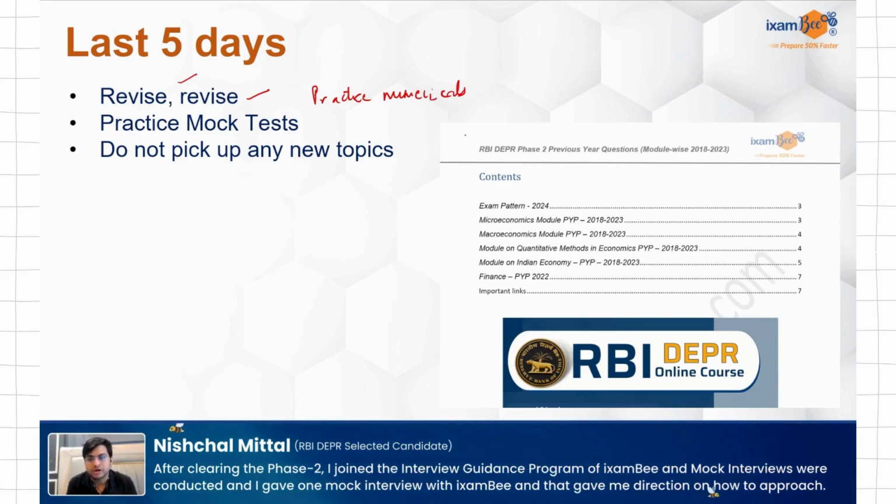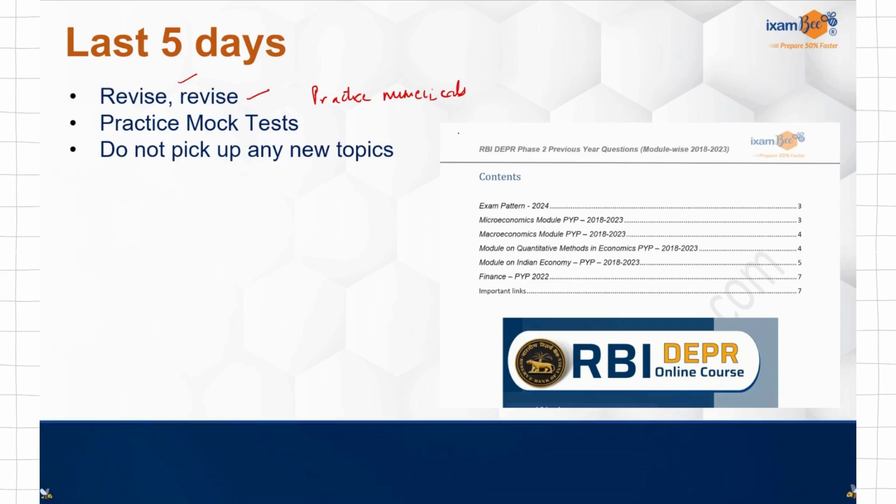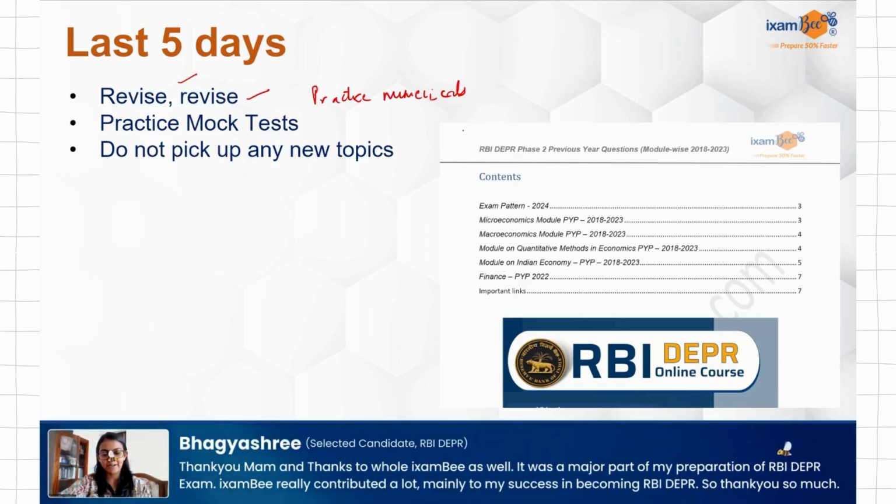There was hardly 1 or 2 numericals that had come, which was very unlikely for phase 1. So in phase 2, yes, please expect numericals in all your papers apart from Indian economy, both in micro, macro, and of course, quantitative methods, which will be numerical based. So it's very, very important that you practice numericals.